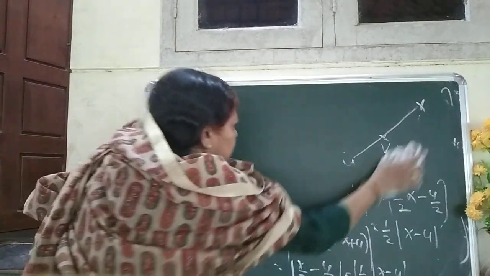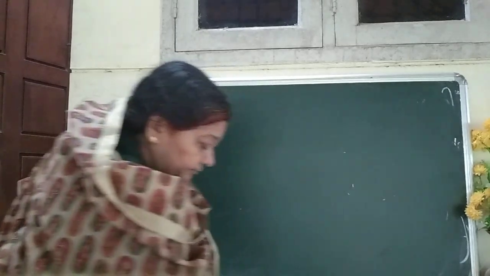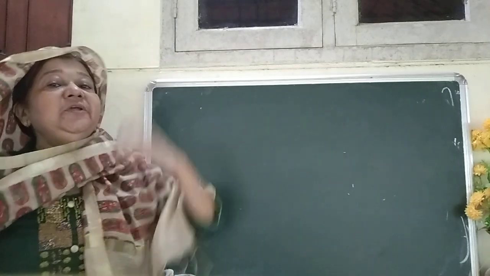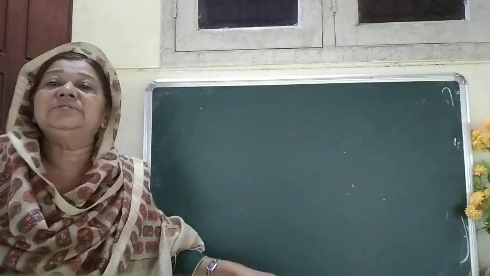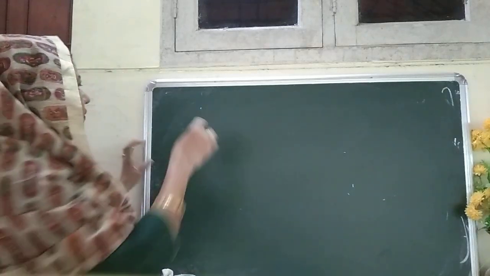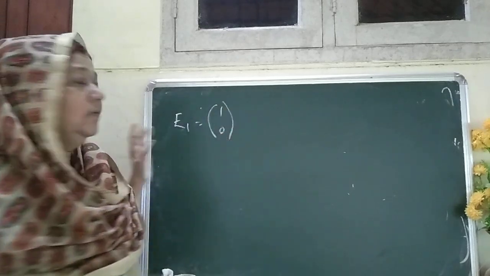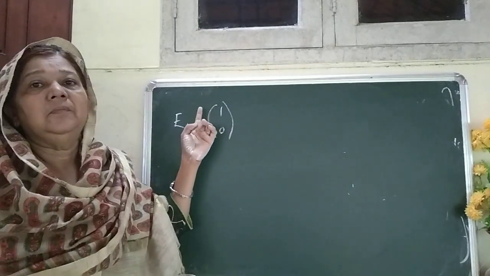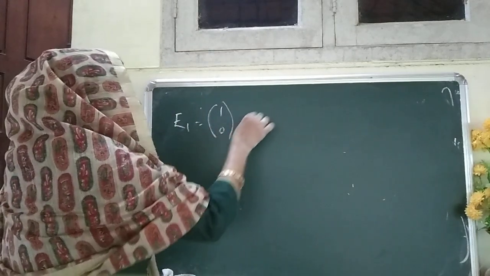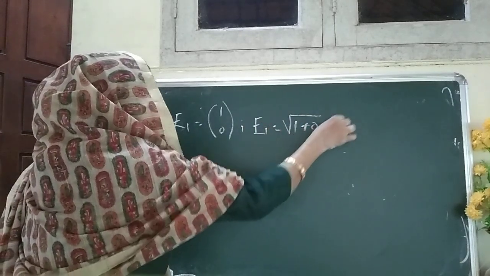Then we come on to unit vectors. There are many types of unit vectors. A unit vector is a vector whose modulus is 1. For example, we know E1 equal to (1, 0). We know the distance is root of x square plus y square. That is modulus of E1 equal to root of 1 plus 0 equal to 1.